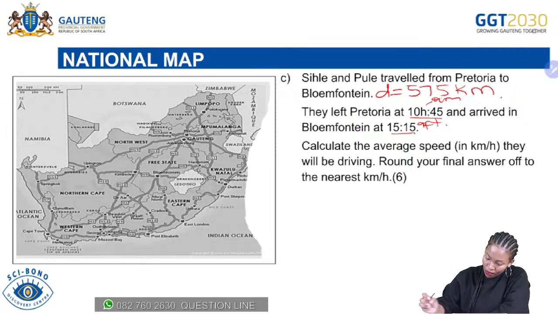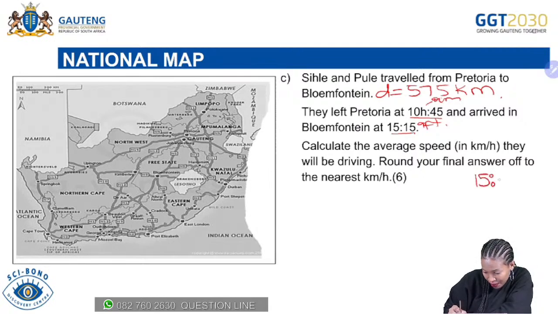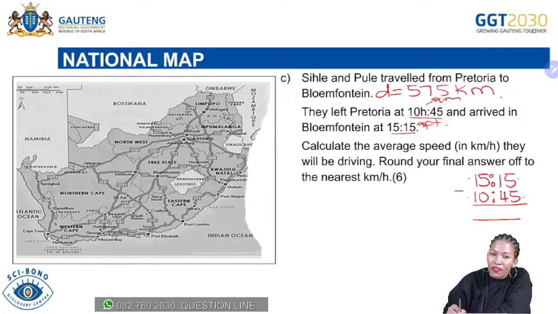Or you can do it manually. You did this in grade 11, guys, elapsed time. It is 15:15. You always take the bigger time, 15:15, and you subtract your smaller time, 10:45. So what do we say? We say 15 minutes minus 45 minutes. Can we do that? No, remember this side is the minutes, and this side is the hours. So 15 minutes cannot subtract 45 minutes.